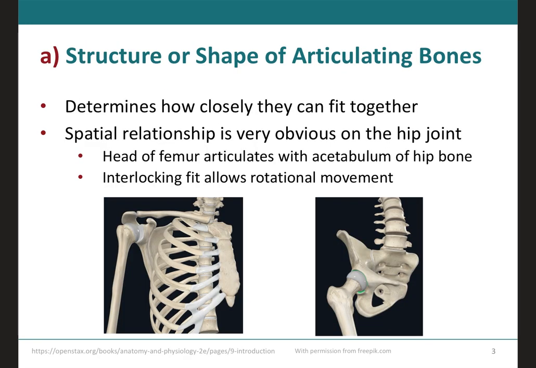The structure or shape of the articulating bones determines how closely they can fit together. The articular surfaces of some bones have a complementary relationship, and this spatial relationship is very obvious at the hip joint, as we can see over here, where the head of the femur articulates with the acetabulum of the hip bone, creating an interlocking fit that allows rotational movement. On the left, we can see the articulation of the shoulder joint between the head of the humerus and the glenoid cavity of the scapula.